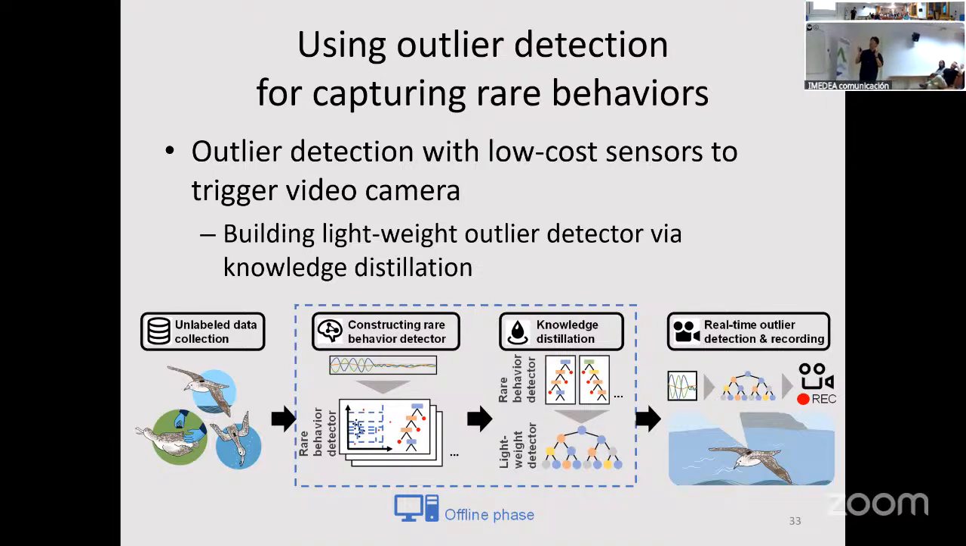Therefore, we use a knowledge distillation technique to construct a very small outlier detector. It is also a decision tree. And then we implement the decision tree on the device. And then when the decision tree detects outlier behavior, it starts recording the video.